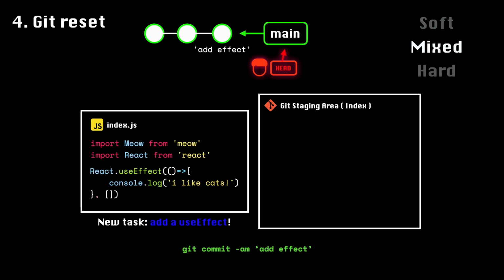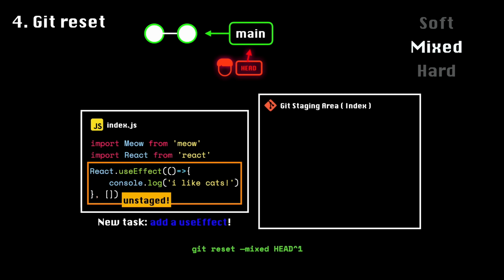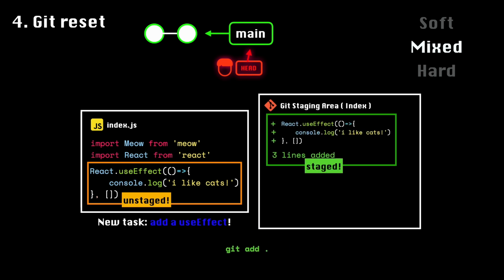Next up, let's take a look at the mixed reset. Running the command will remove the commit from the branch as usual. However, note the difference this time. The changes that we made are no longer in the staging area, unlike the soft reset. To return to the original state, we first need to run git add before running git commit.